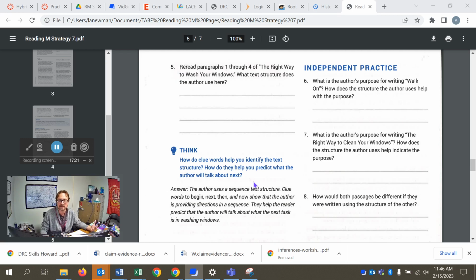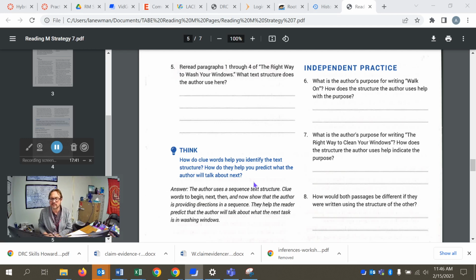Okay, number 6, what's the author's purpose for writing Walk On? It is to show the healthy benefits of walking. The content of the passage itself tells us a lot about the author's purpose. And of course, it's cause and effect. The cause of being unhealthy is lack of exercise. The cause of being healthy could be exercise.